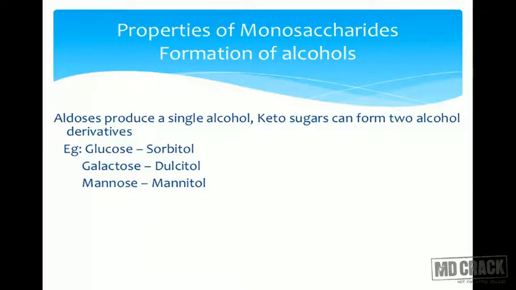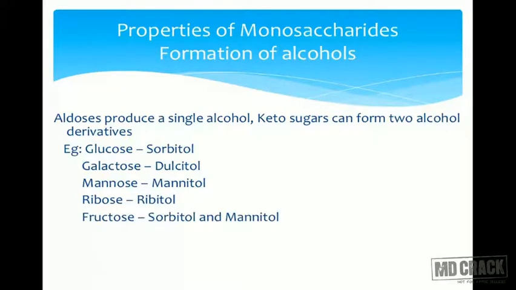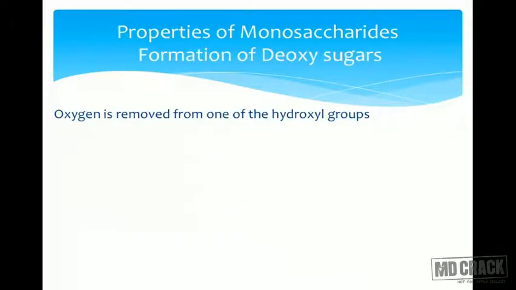Sorbitol is what accumulates in the lens of the eye. Sorbitol is the one which is responsible for diabetic cataract. Mannitol is used in hospitals to decrease intracranial pressure. Ribose forms ribitol, fructose forms sorbitol and mannitol. These are the different alcohol derivatives of monosaccharides.